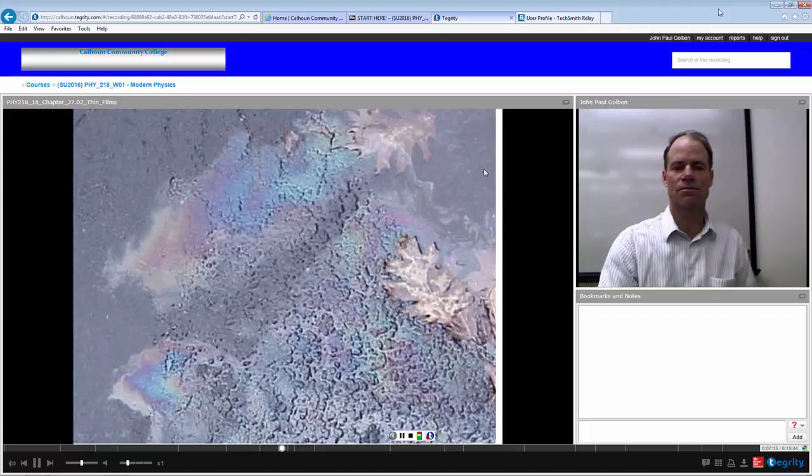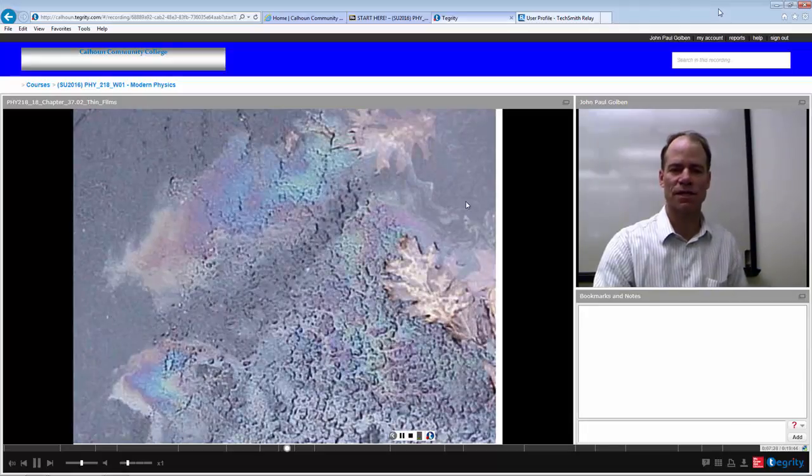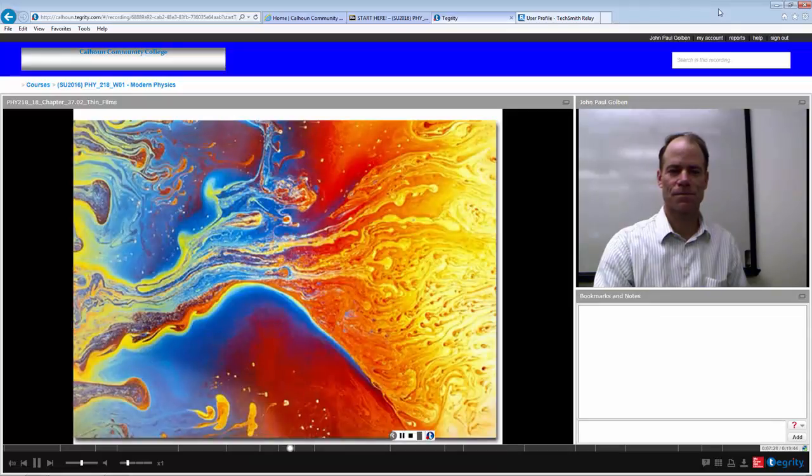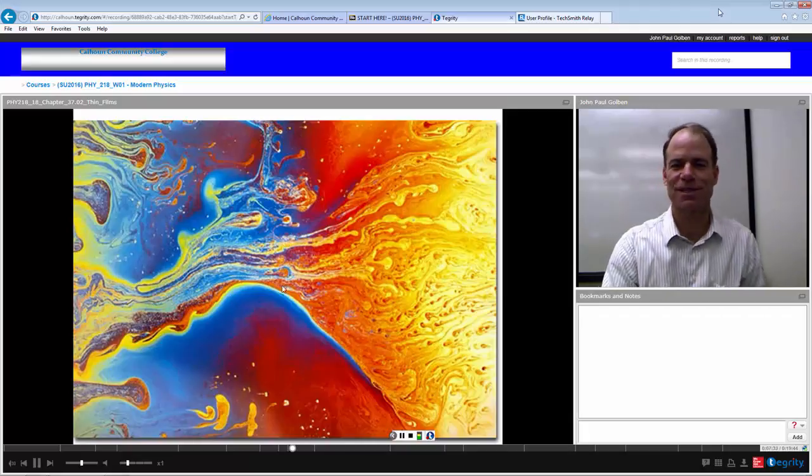Here's some oil on some pavement, and we can see different colors there due to the varying thickness of the oil on the pavement itself. Not sure what this is, but we can see the different colors of the interference in this pattern.